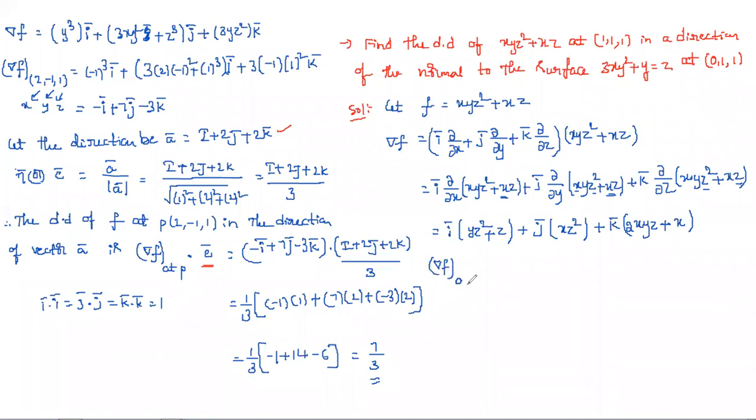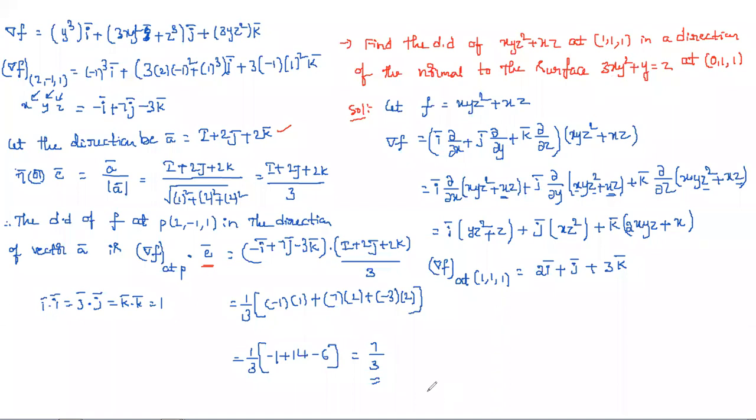And now you need to find it at this point, right? So del f at the point they mentioned, 1 1 1. It means we need to substitute x as 1, y as 1 and z as 1. If you substitute in that, what will we get? 1 plus 1, right? 2i, plus here x is 1, z is 1, that is nothing but simply we get j, and this is nothing but 2 plus 1, that is nothing but 3. This is del f at this point. Now we need to find the direction. We require the direction. So for that they also mention the surface.